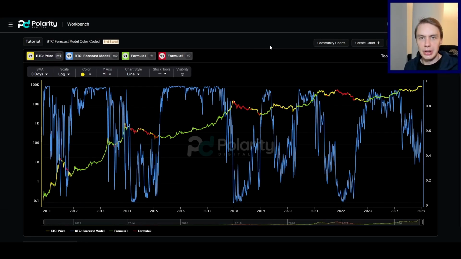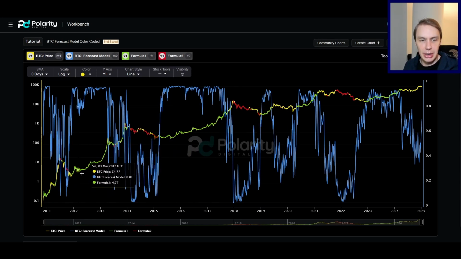Now, finally, I wanted to talk about our forecast model for Bitcoin. So this is a model that gives you a probability as its output, and it's estimating how likely it thinks it is that the price of Bitcoin will be above where it is right now 6 months in the future. So that's the general time horizon it's looking at.